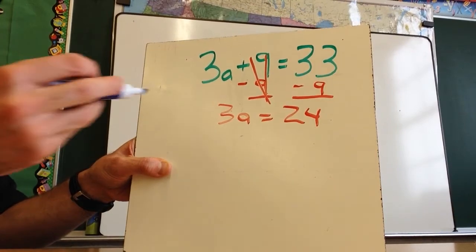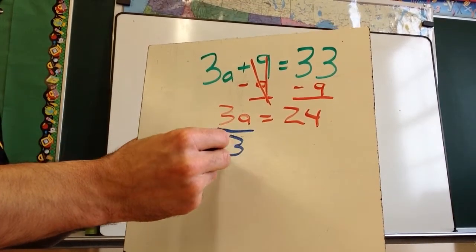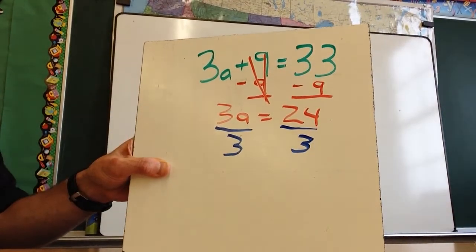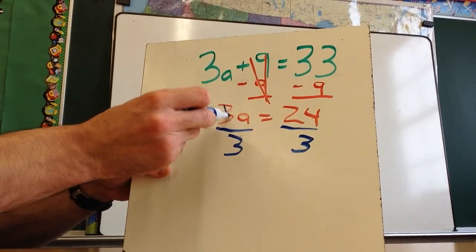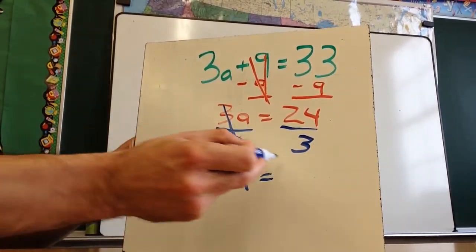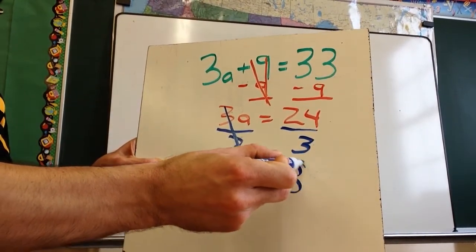Currently I have 3a, so I need to get rid of that 3, which means I'm going to divide by 3. Since this is a multiplication problem, the opposite of multiplying is dividing. This cancels out, so I'm left with a = 24 divided by 3, which is 8.